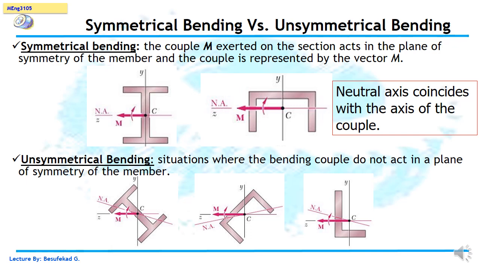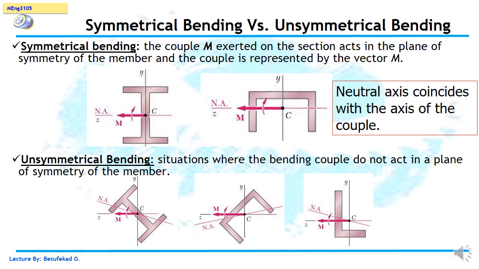Clearly, for this channel section, the plane of symmetry appears to be like this, right? But how is the couple acting? Well, the couple is acting at a different axis, or in a different plane. So that's why we call it asymmetric bending.